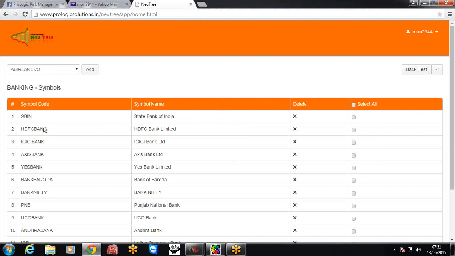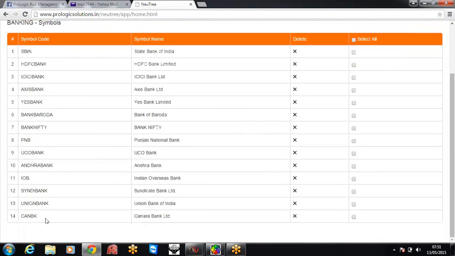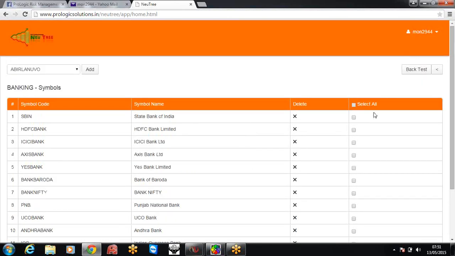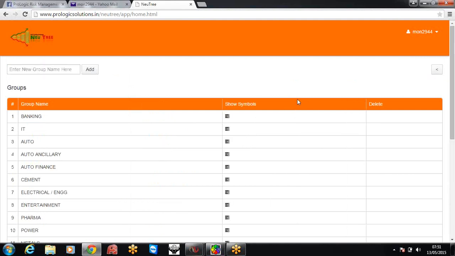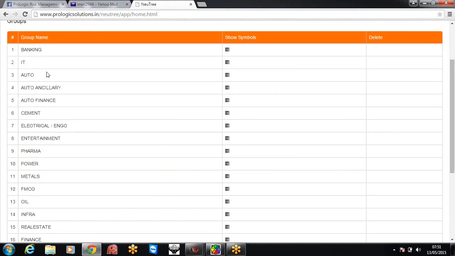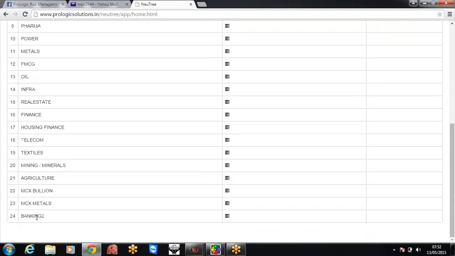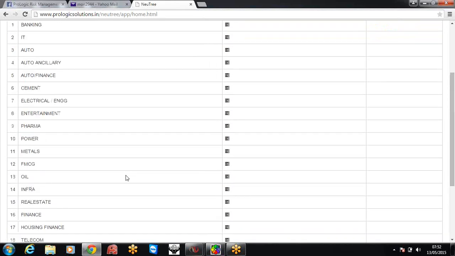So you can see that we have the banking group here, but this is exclusively sort of like we have the private sector banks and the public sector banks added here. So we select all and then do the back test. We will be getting the symbols, the pairs. So we have certain groups like this: banking, IT, auto, cement, pharma. So we have around 24 groups.